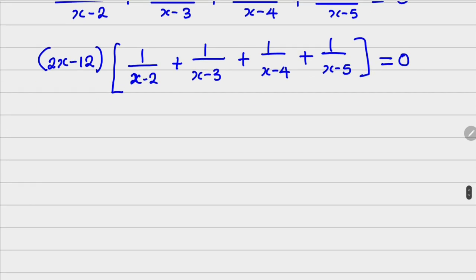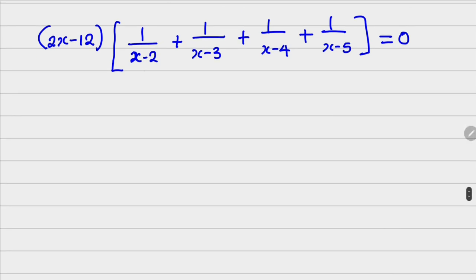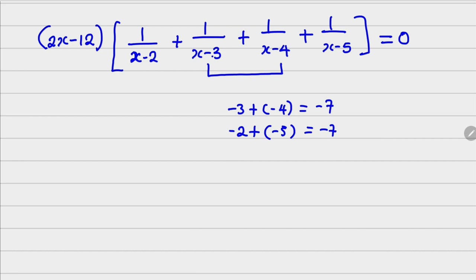Now, the issue there is, how am I going to work what is in the bracket? There is something that you need to take note of. Check this out. Look at it: minus 3 plus minus 4 is equal to minus 7. And if I have minus 2 and I add it to minus 5, it's still going to be minus 7. So it informs me that I can do something with it.